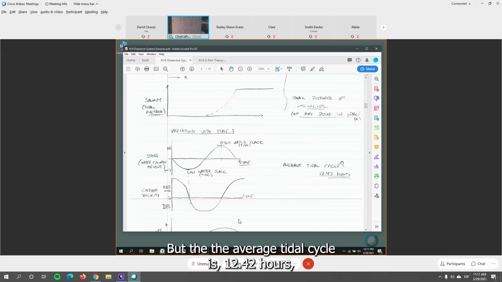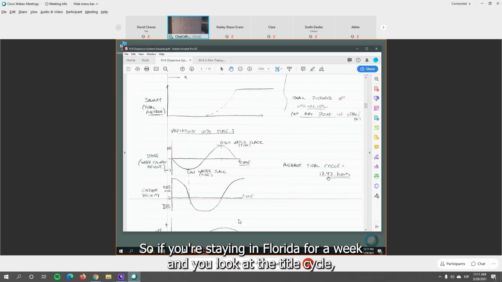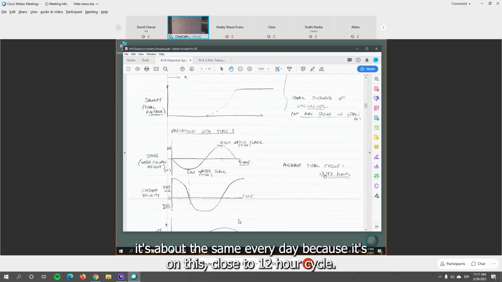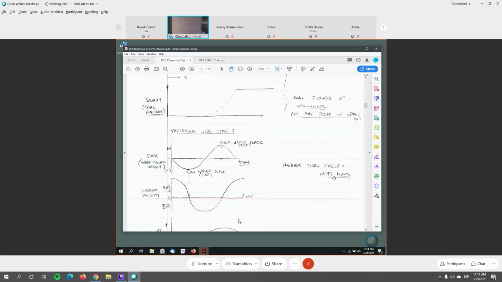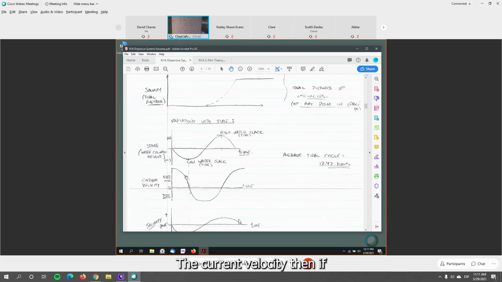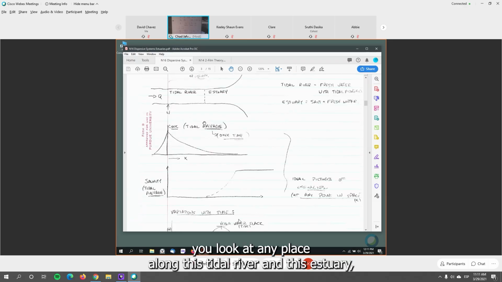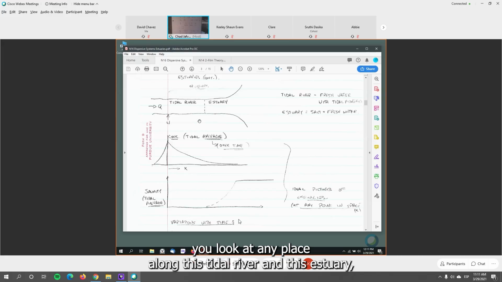But the average tidal cycle is 12.42 hours. So it's not a day, but it's close to a day. So if you're staying in Florida for a week and you look at the tidal cycle, it's about the same every day because it's on this close to 12-hour cycle. Okay, so you go out one day in the morning, if the tide's out, the next day tide will be the same place.